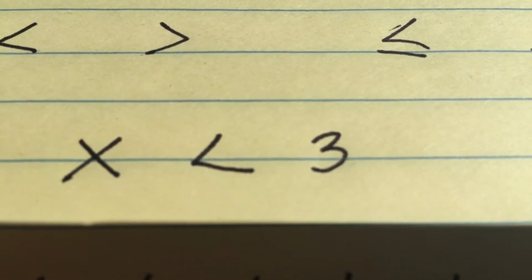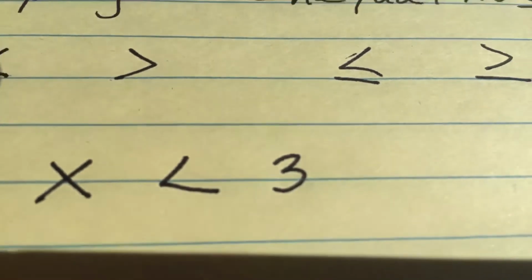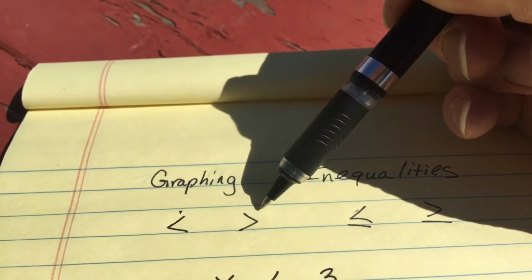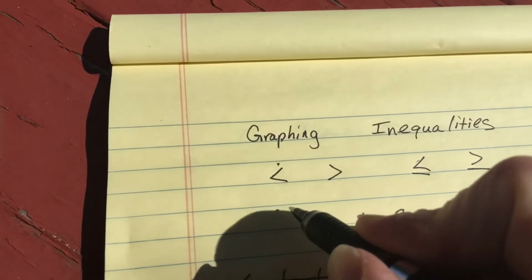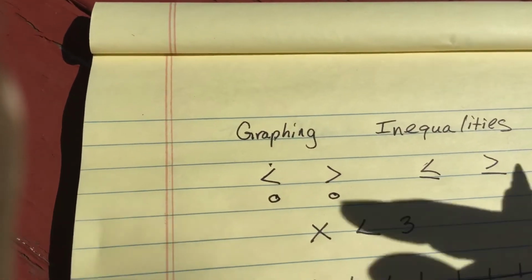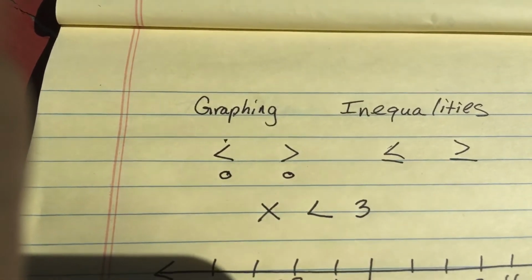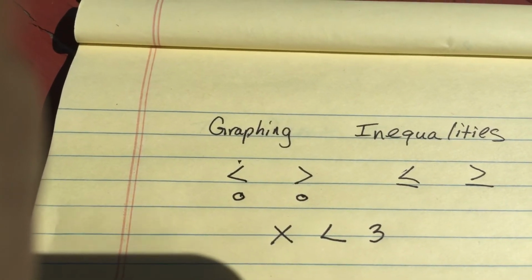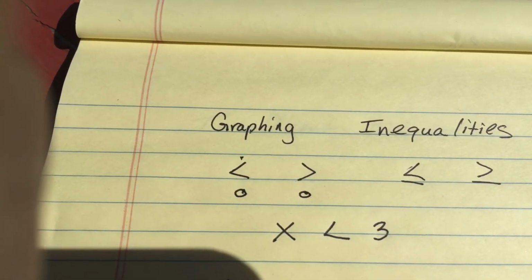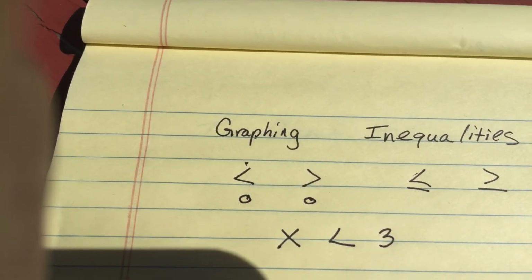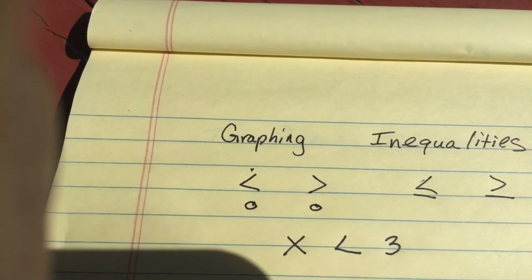But before we actually graph on our number line, we need to make sure that we understand what it means to graph. Now, for the less than and greater than, what we're going to have are what are called open dots. For example, we have x less than 3. 3 cannot be less than itself. That's something to be aware of, and something for your ears to hear. X less than 3. 3 can never be less than itself. That's why it's an open dot.